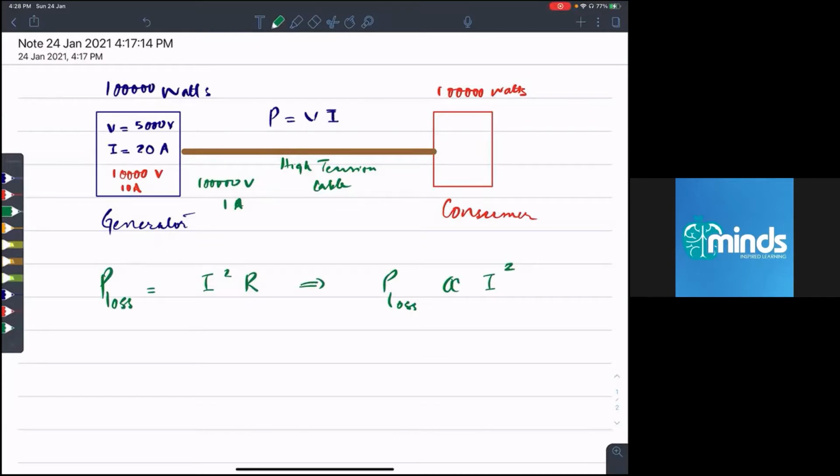Anyways, such a wire in which we have a very high value of potential difference and a very low value of current is known as a high tension cable. And what is the advantage of it? Using this technique, we can reduce the power loss, because power loss is directly proportional to the square of current.